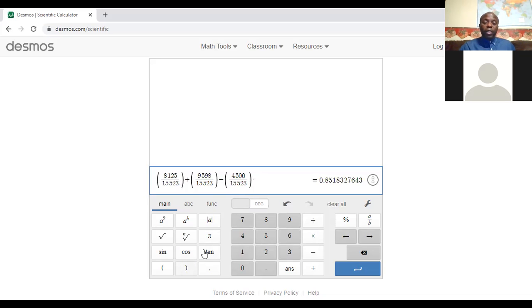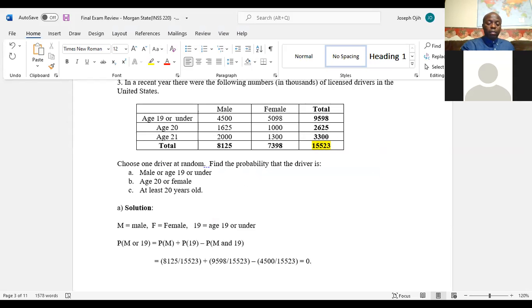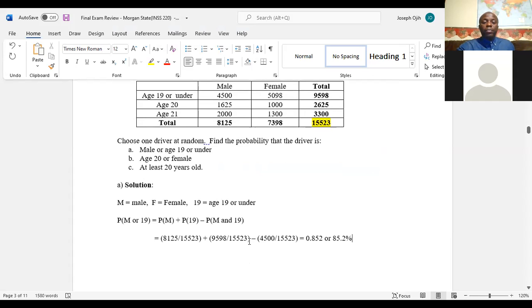That gives us 0.852, because it actually went all the way up, 0.8518. So we use 0.852 as a rounded value. So we go to our work and type in our answer, 0.852. Or if you like, I can call it 85.2% chance. So there's an 85.2% chance that the driver is male or is age 19 years or under.